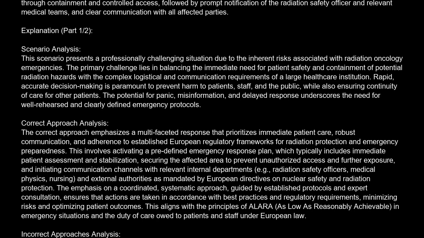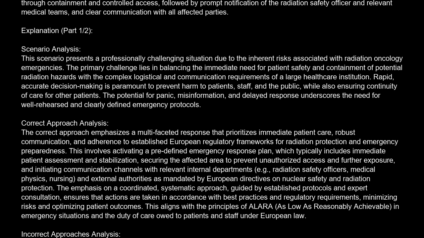The correct answer is C. The immediate activation of the facility's predefined emergency response plan, prioritizing patient and staff safety through containment and controlled access, followed by prompt notification of the radiation safety officer and relevant medical teams, and clear communication with all affected parties.